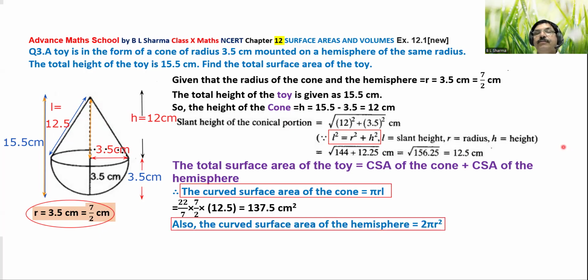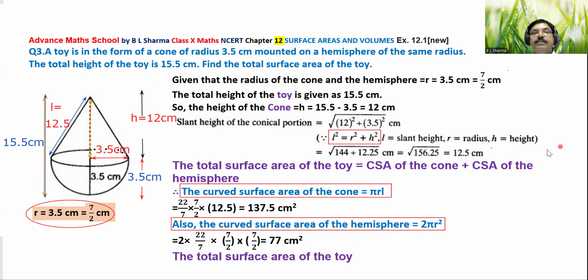The curved surface area of hemisphere, the formula is 2 pi r square. So 2 into 22 by 7 into radius is 7 by 2 whole square, 7 by 2 into 7 by 2. Calculate and get answer. That is 77 centimeter square. अब इन दोनों को add करिए. That will be total surface area. So total surface area of the toy, that is 137.5 plus 77, that is 214.5 centimeter square. Answer. That's all for this question.